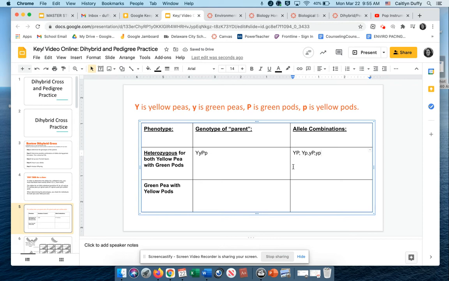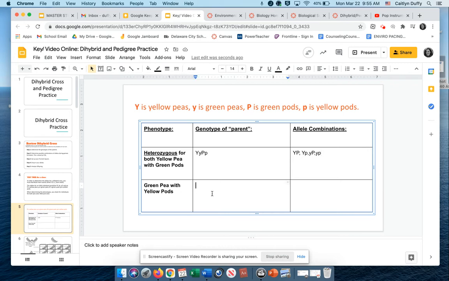And always be consistent. In this case, I'm going to put y's always before p's and always put the capital above the lowercase unless it is a different letter, okay? Now let's do green peas with yellow pods, okay?